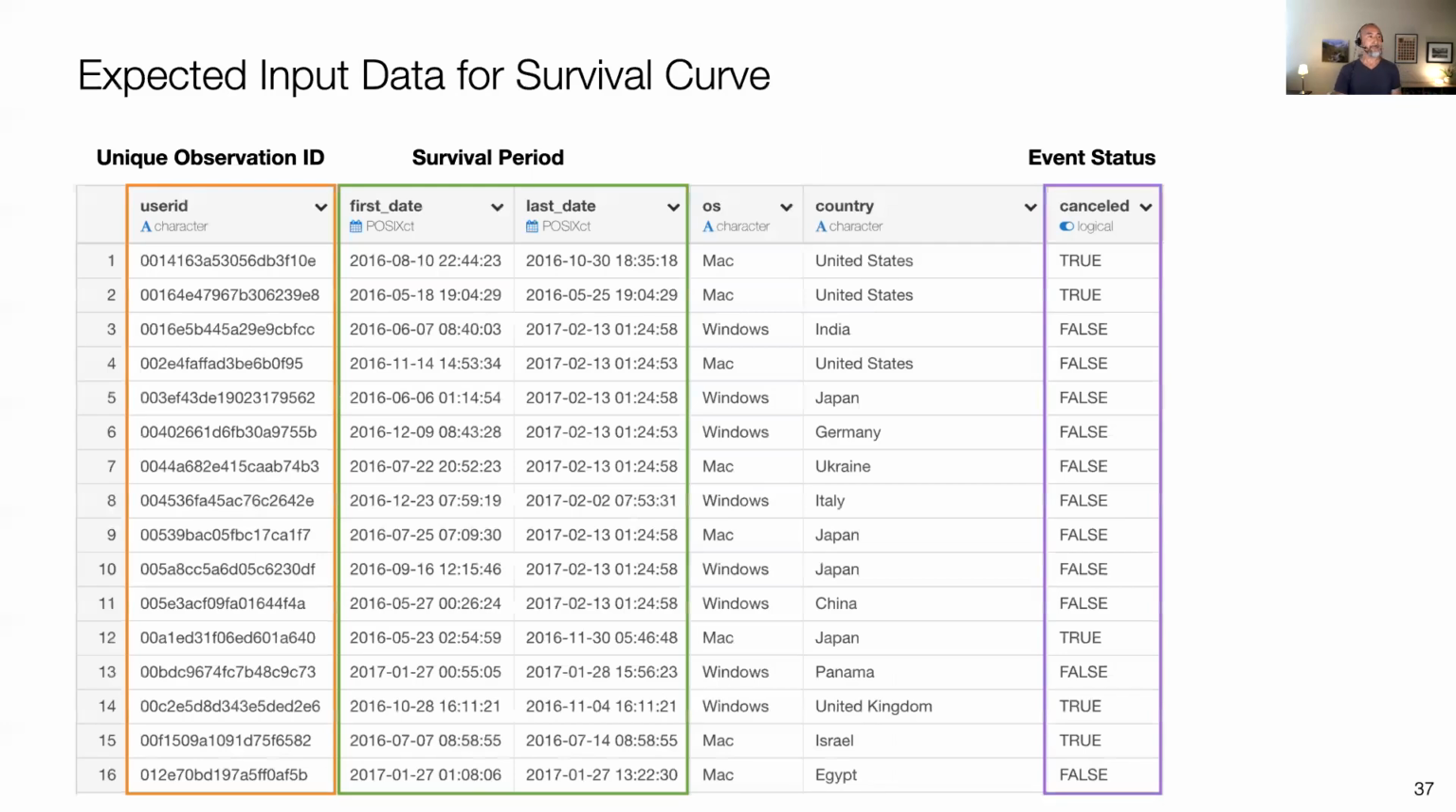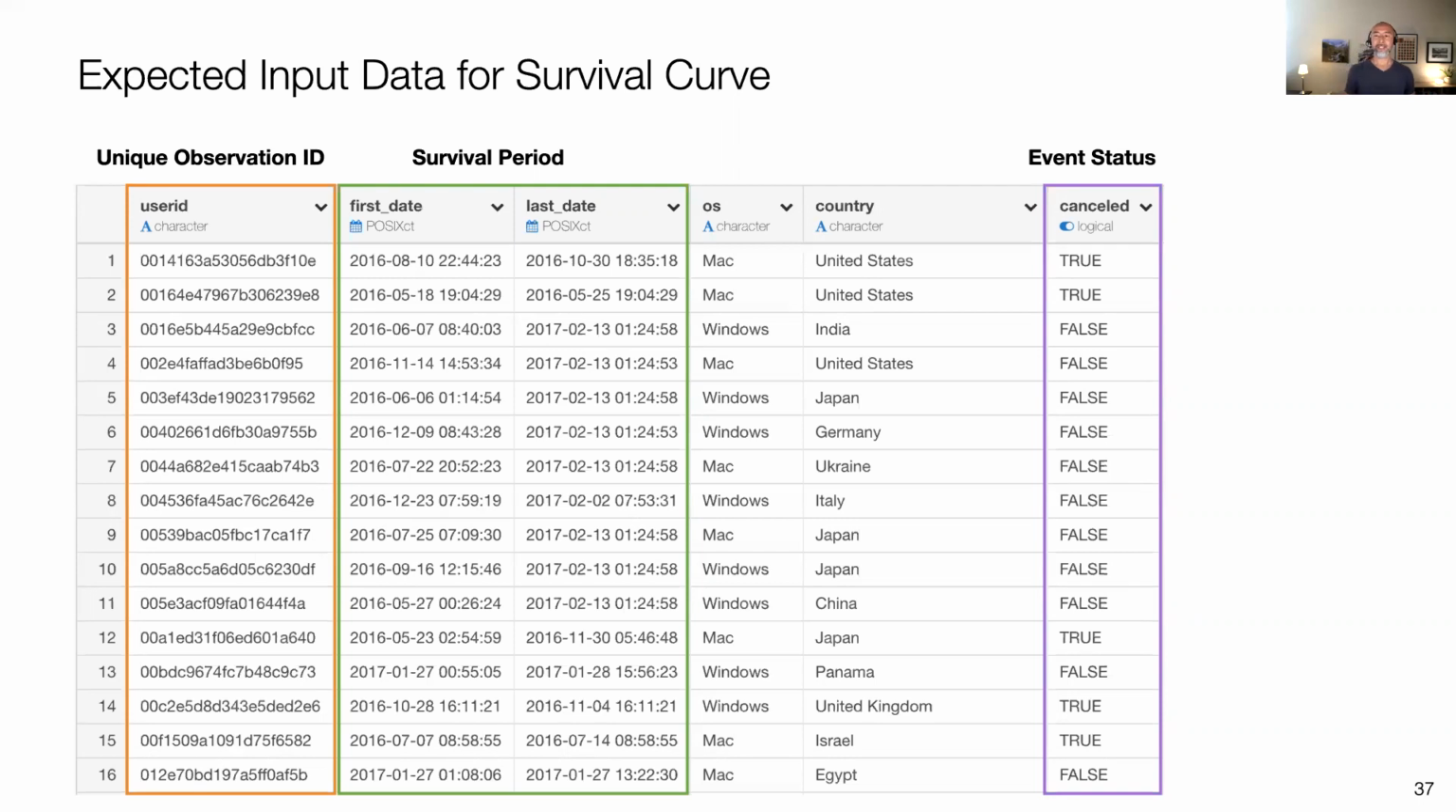So what that means is, here's the data, right? Observation means what you're really interested in. Let's say in this context, we're interested in customers, so each customer is an observation. Therefore, we need a column to identify the unique observation, typically user ID or customer ID or something like that. And then we need the first day and last day columns so that the algorithm knows the survival period of a given customer in this case.